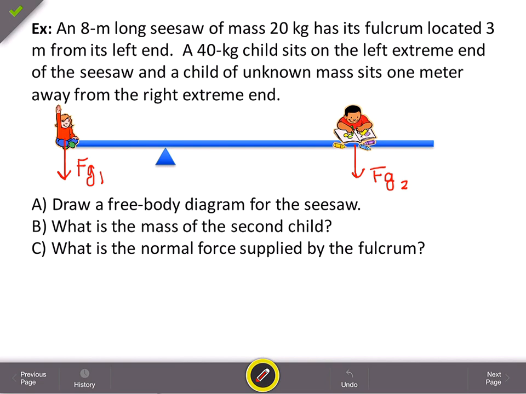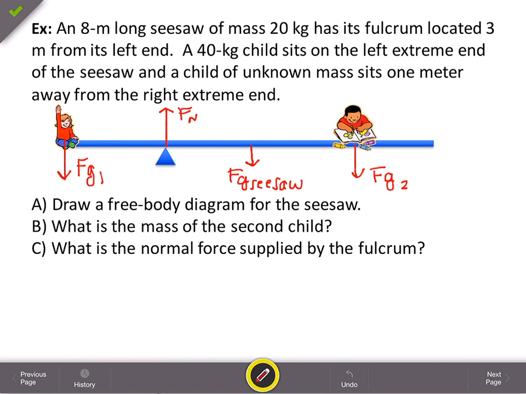And there is a weight from the seesaw itself. Since the seesaw has mass of 20 kilograms, it's going to have weight. And we're going to pretend that all of the weight of that seesaw can be located right in the center of the seesaw. So we'll put that right here, and I'll just call that FG seesaw for now. And there's one other force. The force would be the normal force from this fulcrum pushing back up.